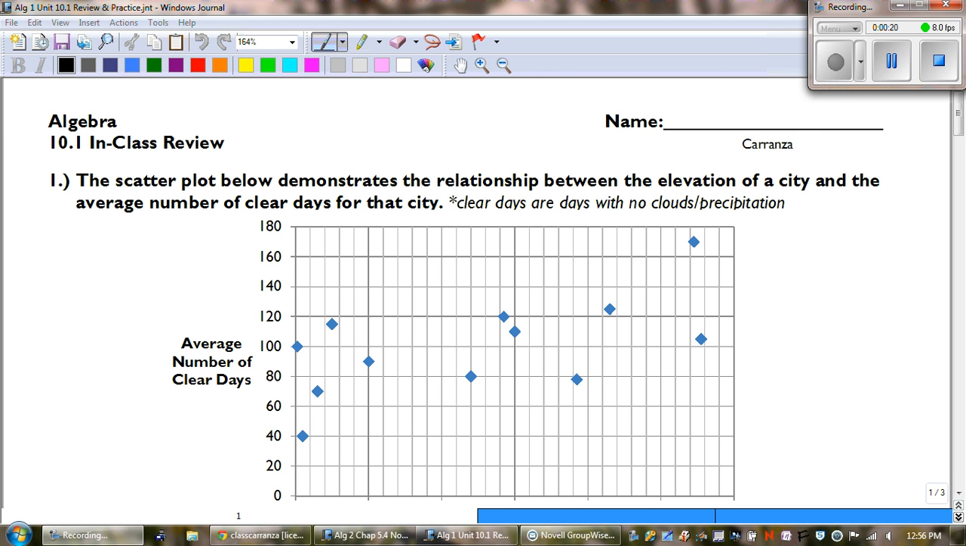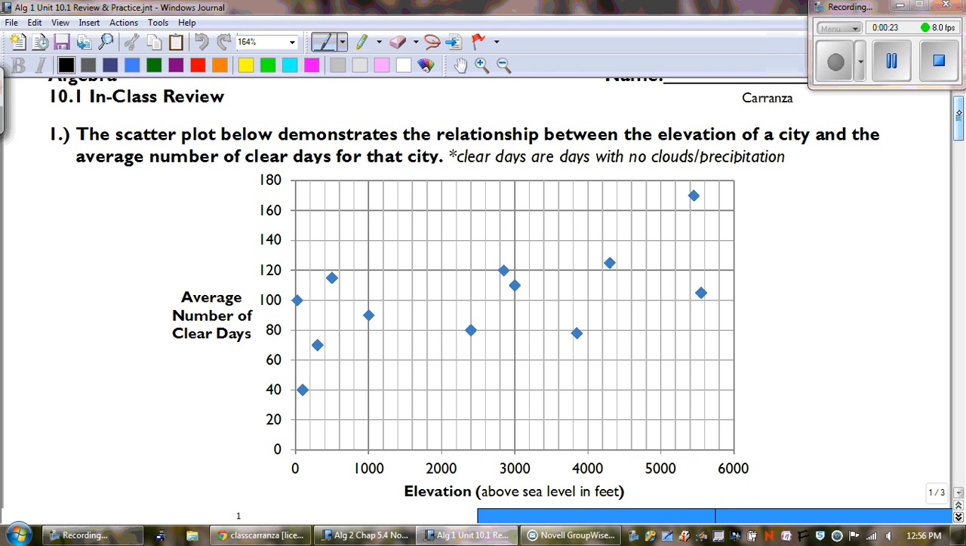Okay, number one. Number one says the scatter plot below demonstrates the relationship between the elevation of a city and the average number of clear days for that city. And clear days means that there are days with no clouds or precipitation. What are they talking about?